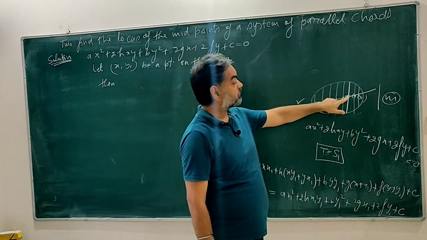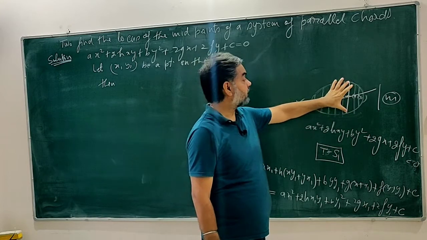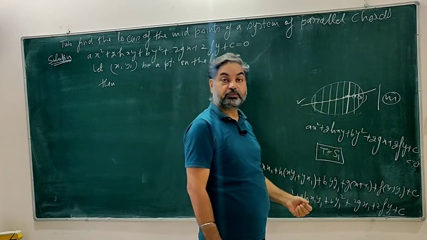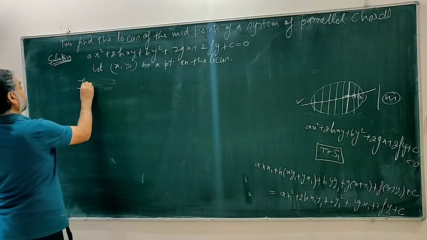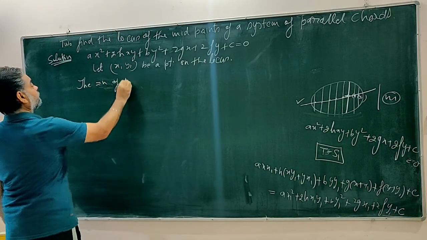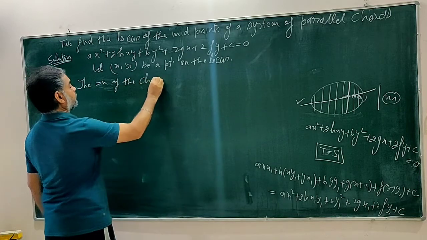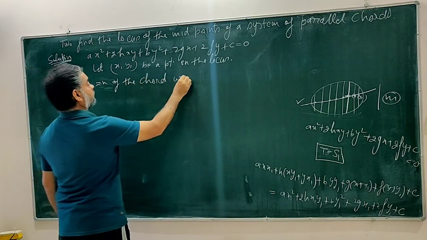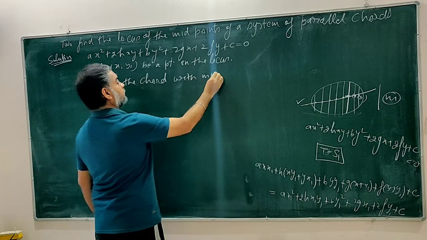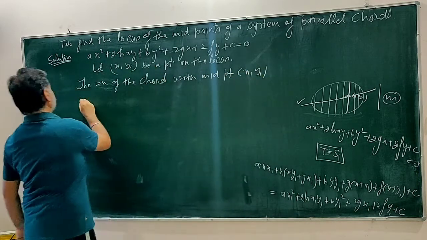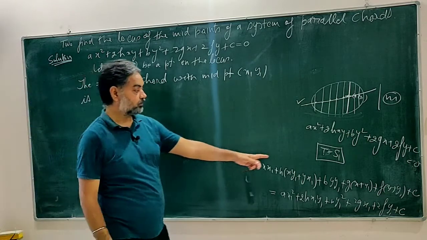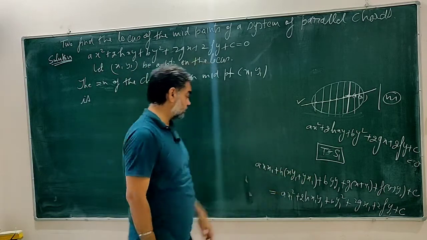So since we know the midpoint of the chord, we can write the equation of the chord like this: T is equal to S1. So the equation of the chord with midpoint (x1, y1) is T is equal to S1. So this equation we can write.